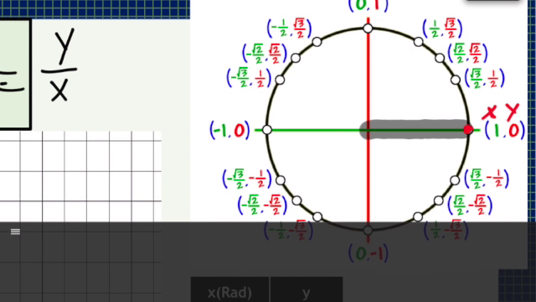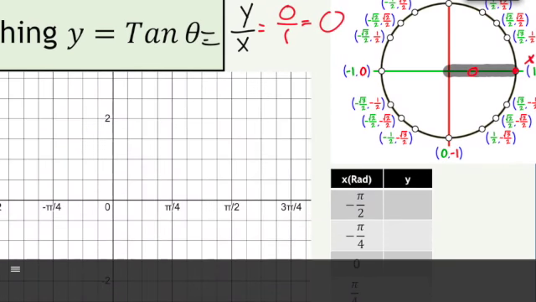So I am calculating the tangent at the angle 0. At 0, my y value is 0, and my x value is 1, right? So that's just going to give me 0. So that's perfect. At 0, I've got the point 0.